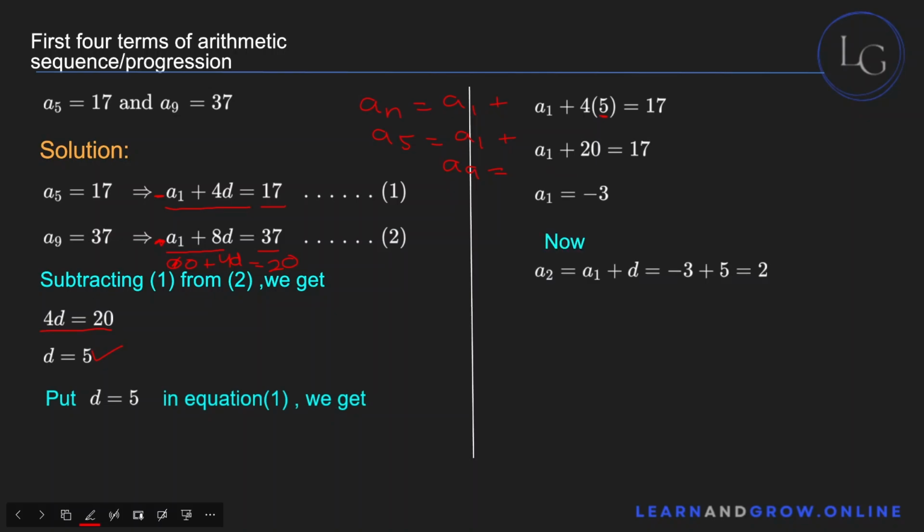Now that we have this value of a1, we can simply find the value of a2 because it is the consecutive term after a1. So a2 is equal to a1 plus d, which is equal to minus 3 plus 5, and that is equal to 2. And we'll have the same procedure for a3 and a4. So that's how you find the first four consecutive terms for this particular example.